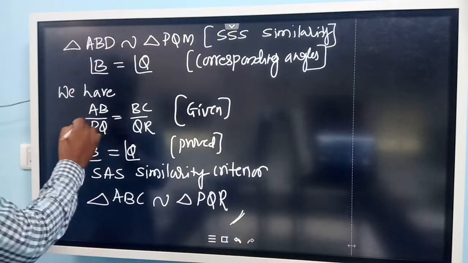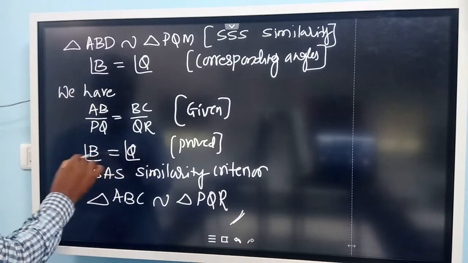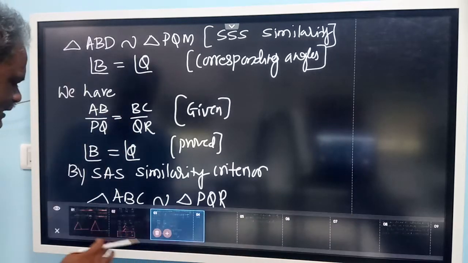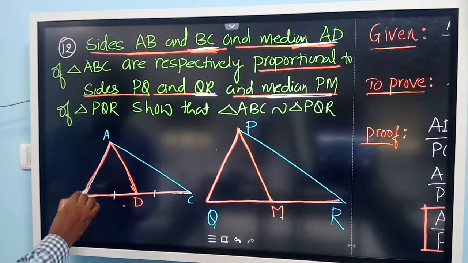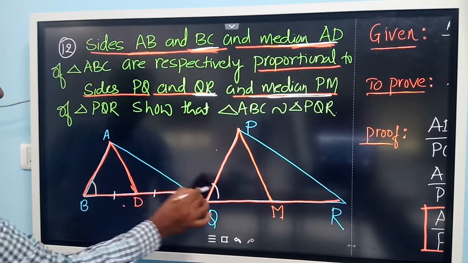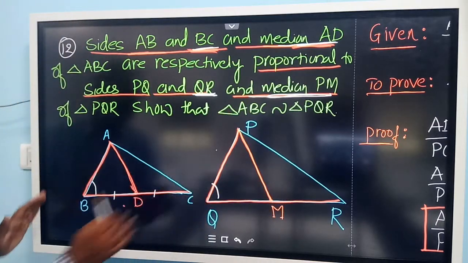Because two sides are proportional and the included angle is equal. B is equal to Q, it is an included angle. These two sides are proportional. So look at the diagram and see that. AB by PQ, BC by QR, and angle B is equal to angle Q. These two sides are proportional and these two angles are equal.